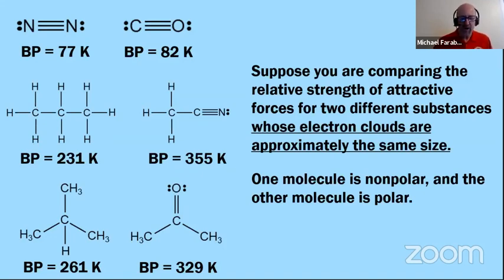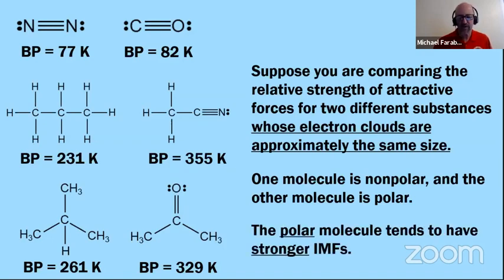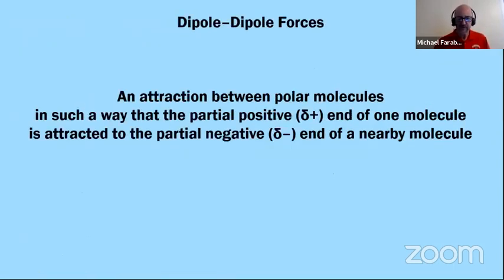All right, if that's the case, if the electron clouds are about the same size, and you're talking about one polar and one nonpolar, the polar molecule, as you can see here with the higher boiling point data in front of you, tends to have stronger intermolecular forces. So, what exactly are the attractions between polar molecules? Well, the attractions between polar molecules are called dipole-dipole forces. It's whenever the partial positive end of one molecule is attracted to the partial negative end of a nearby molecule.